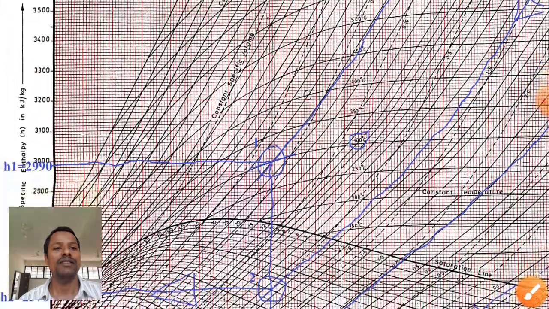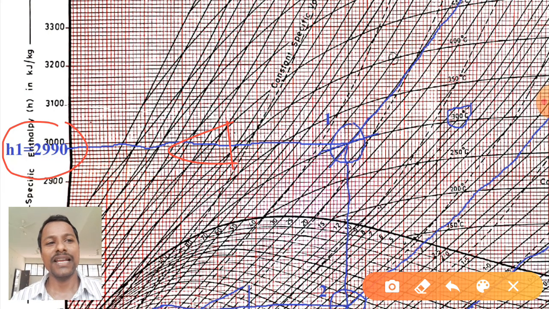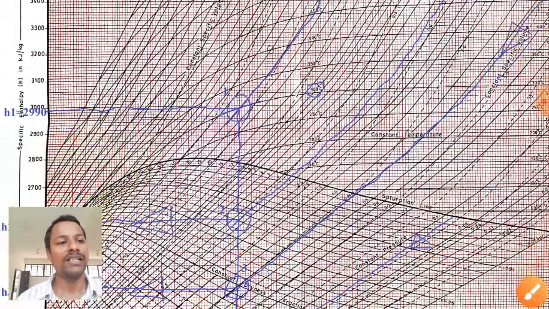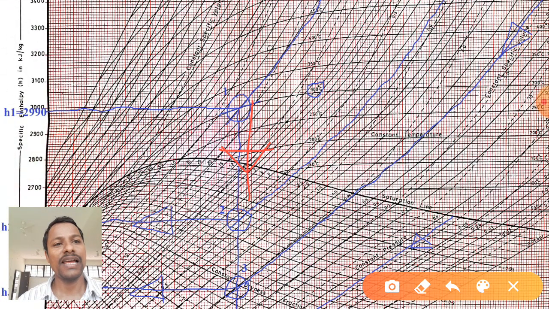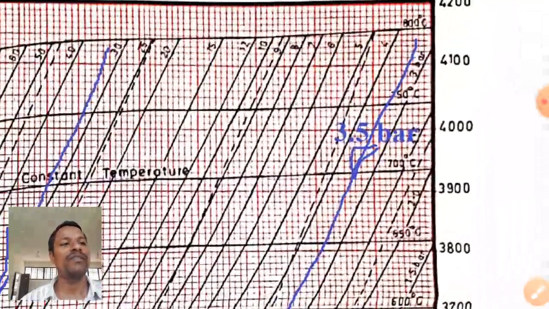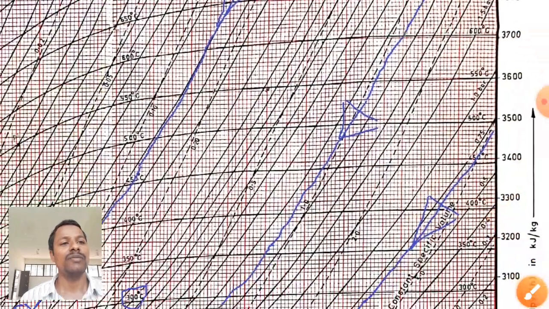From this state 1, I have drawn a horizontal line towards the y axis, and I am able to note down the H1 value as 2990. Now my duty is to drop a vertical line downward, that is the isentropic line, till it cuts the next extraction pressure. That is 3.5 bar pressure, as mentioned in the problem statement. This is the 3 bar line, and here I have the 4 bar line. In between, I have chosen this as the 3.5 bar line. So I am moving downward now.